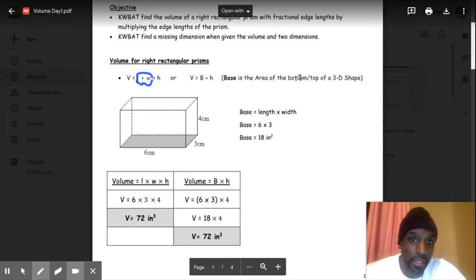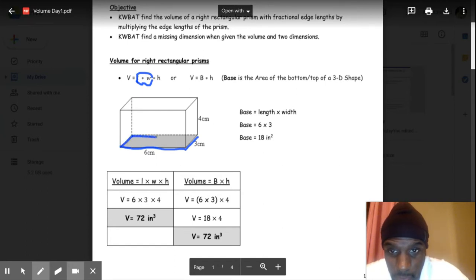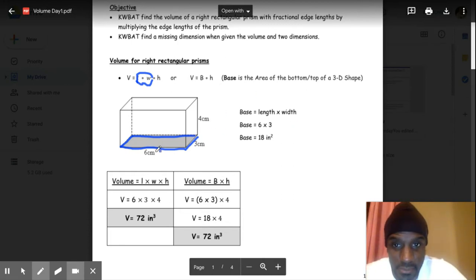Base is the area of the bottom slash or top of the three-dimensional shape. So in our cases, it's always going to be the bottom of the shape. So when they say base, they're basically saying what is the length times the width of this area right here. What is the length times the width? That's the base right there. And that is 6 times 3. So base equals length times width. It is 6 times 3, which is 18.